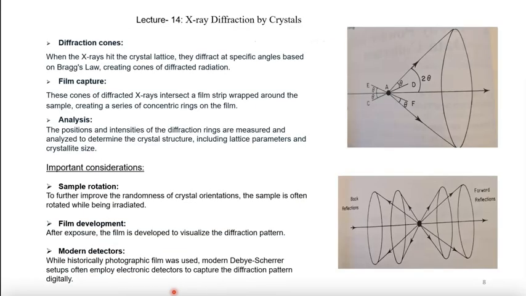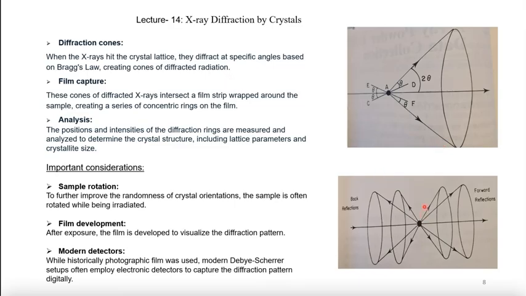And then we get diffraction cones. What do we mean by diffraction cones? We have the X-ray beam coming here. Here is a sample, and some diffracted rays come up here, and that diffracted X-ray is recorded on the film, and it looks like a cone, and that is what we call diffracted cones. So when the X-ray hits the crystal lattice, it is diffracted at a specific angle based on the Bragg law, creating cones of diffracted radiation. That is what it is.